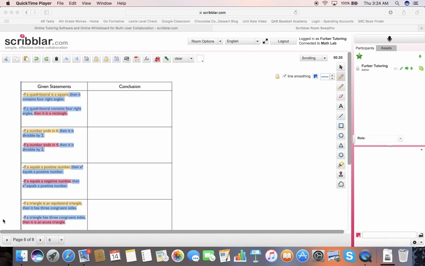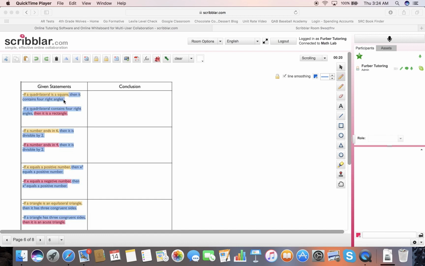Okay, let's look at some more examples of the law of syllogism. Remember, in order for the law of syllogism to be able to have a conclusion drawn, we have to be able to see that the conclusion of one of the statements becomes the hypothesis of the other statement. And if it does, then we can connect the hypothesis of the first statement to the conclusion of the last statement. Okay, so let's look at this first example.